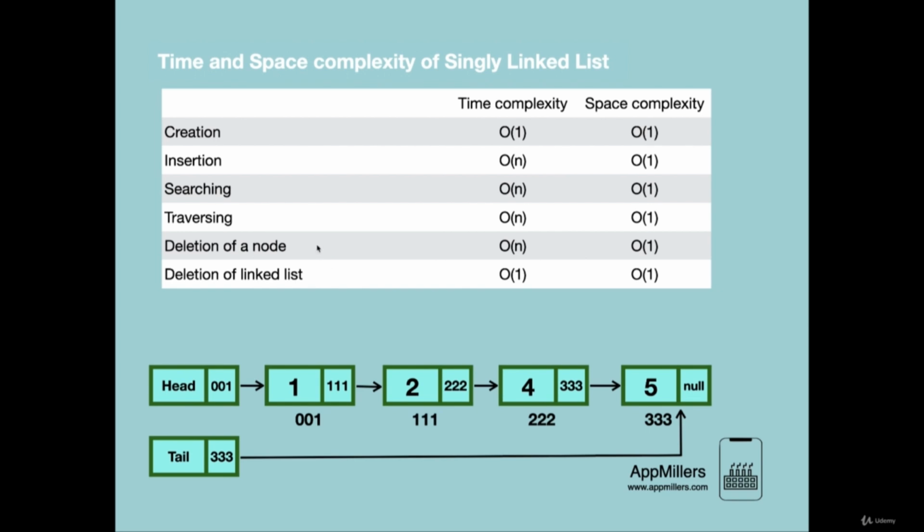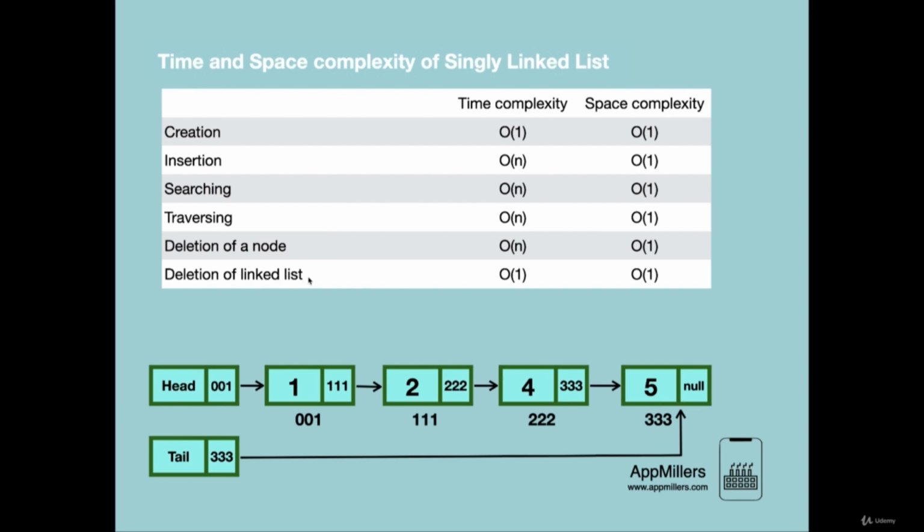Then the next operation is deleting a node from a single linked list. The time complexity for this is O(n) because we need to traverse through the list to find a node for deletion. In the worst case, we might traverse all elements, so this will take O(n) time complexity. And space complexity over here once again is O(1) because we use a temporary variable only inside the loop.